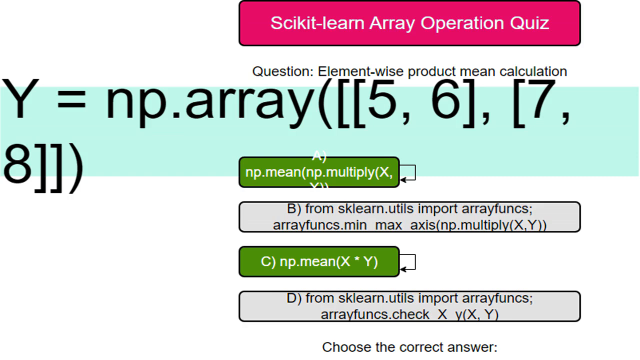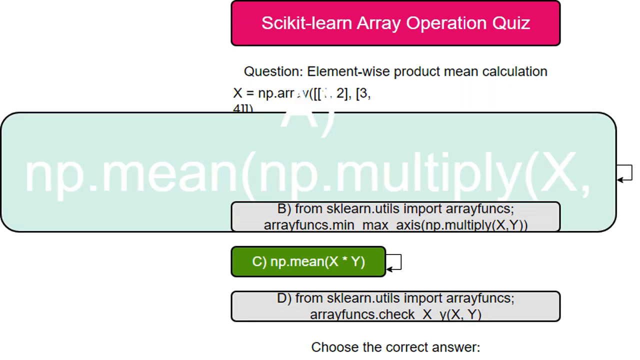Think of it as another 2 by 2 table. This option uses NumPy functions. np.multiply performs element-wise multiplication between arrays x and y, multiplying corresponding elements. np.mean then computes the average of all the resulting elements.